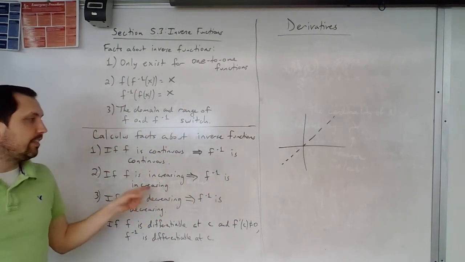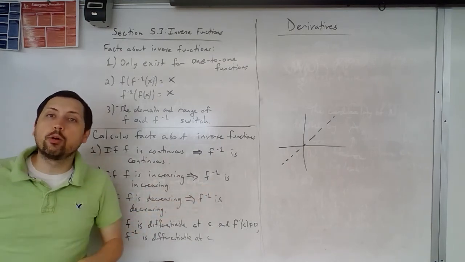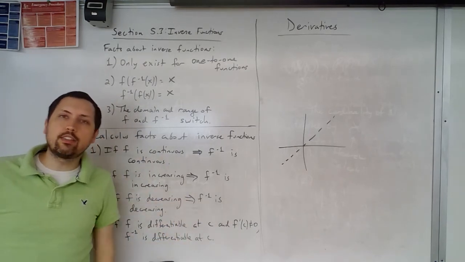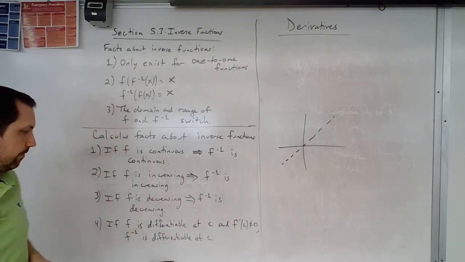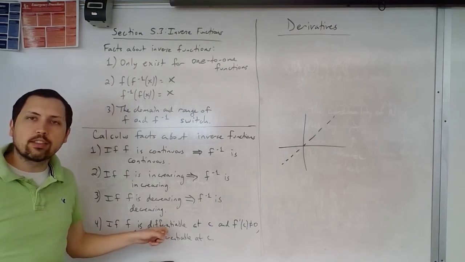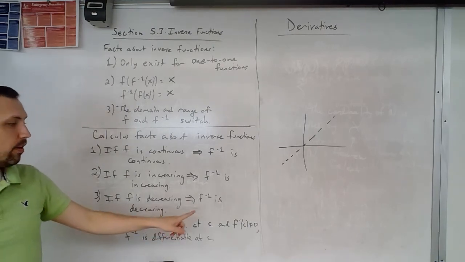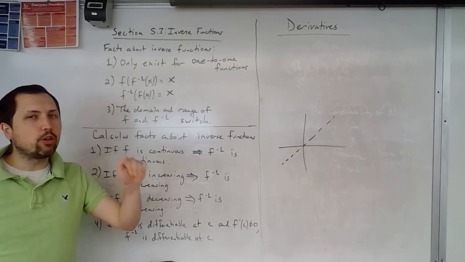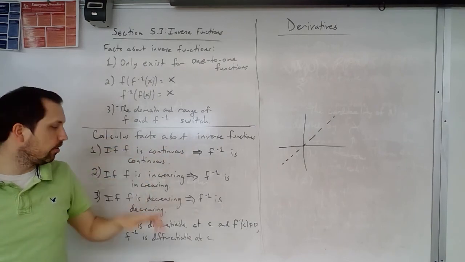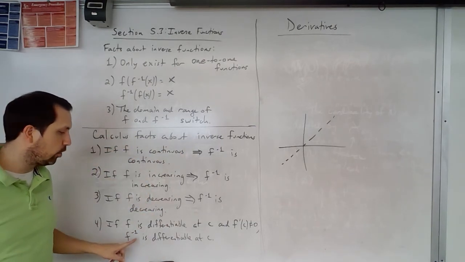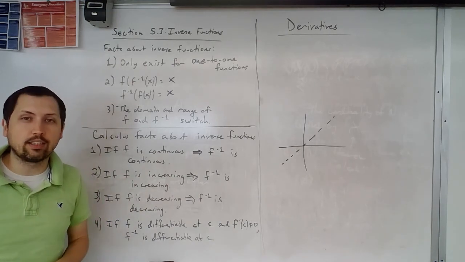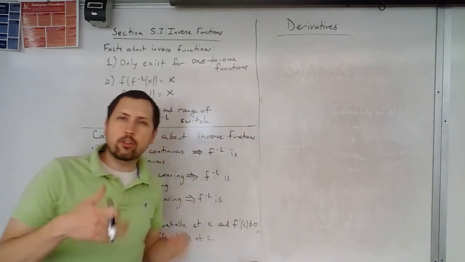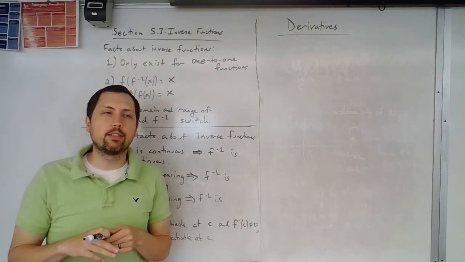Where f is increasing, the inverse function is also increasing. Basically they do the same thing, and the same with decreasing. If one's decreasing, the other one's also going to be decreasing. And then this last one is important: if f is differentiable at c and the derivative at c does not equal 0, so we don't want there to be some type of horizontal tangent, then the inverse function is going to be differentiable at c. We're going to try to understand why that is important.